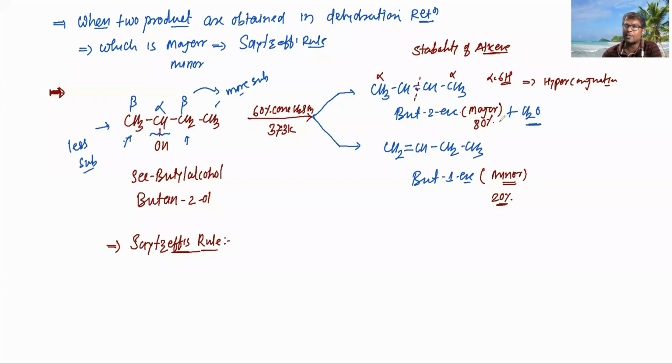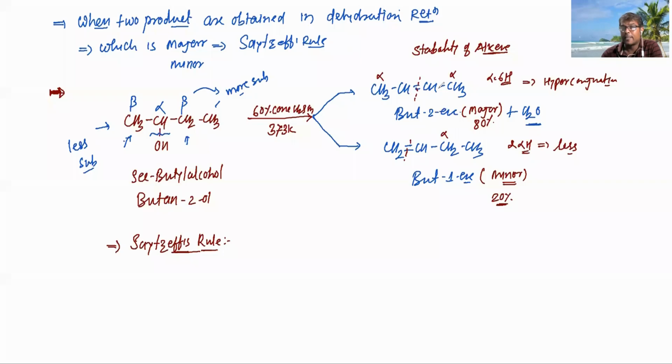We have already discussed this hyperconjugation concept. If you do not remember it, you can watch it on the YouTube channel. Then this alkene has only two alpha hydrogen atoms, and that's why, according to hyperconjugation, it is a less substituted alkene, and less substituted alkenes are less stable.